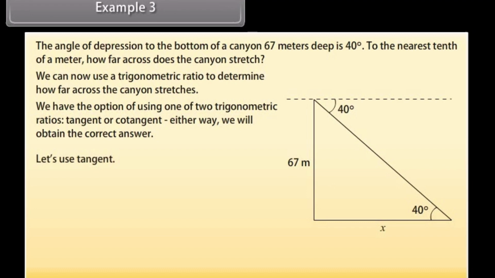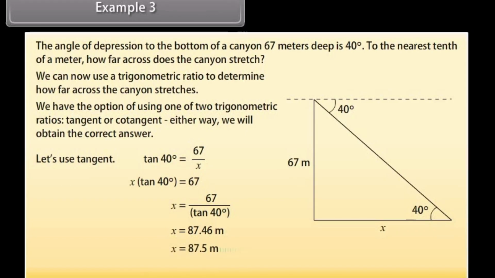Let's use tangent. Tan 40 degree is equal to 67 upon x. X into tan 40 degree is equal to 67. X is equal to 67 upon tan 40 degree. X is equal to 87.46 meter. X is equal to 87.5 meter. Therefore, the canyon stretches 87.5 meter across.